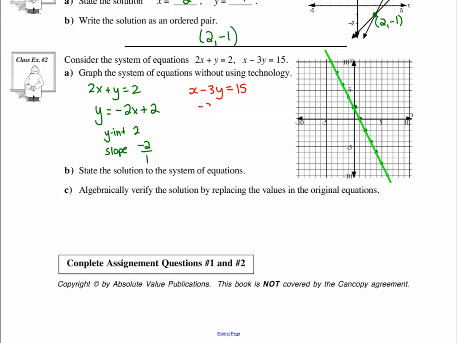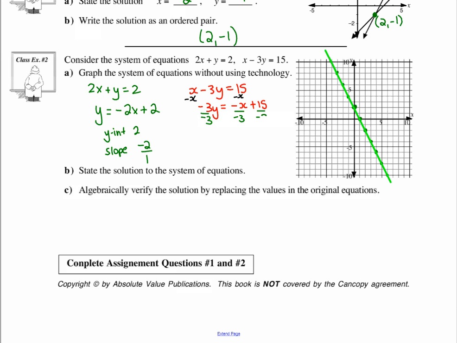-3y equals 15 minus x, or -x plus 15. Okay, because we're subtracting the x to the other side. So we're going -x minus x. And we like to put the x first. Last, we have to divide everyone by -3.